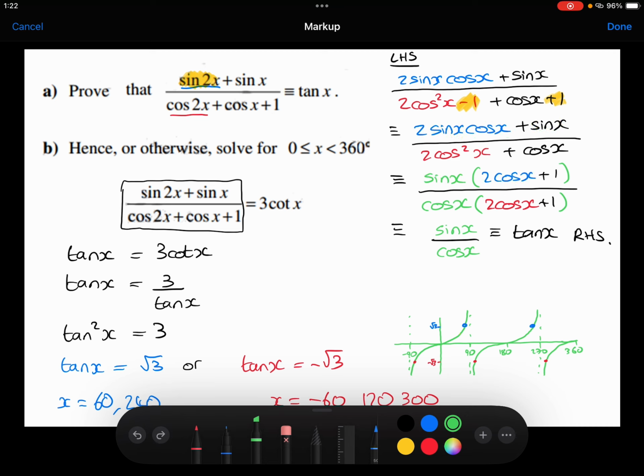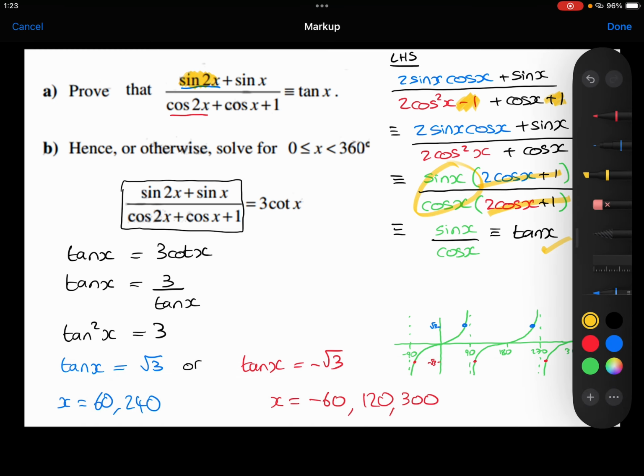And then looking at the denominator, I've got a cos x inside both terms. So I've factorised that outside. And that's left me with the 2 cos x plus 1 on the inside. Then I notice that both of these brackets are 2 cos x plus 1, so I'll divide top and bottom by 2 cos x plus 1 to cancel those out, and I get left with the sine over cos, which we know is equal to tan. So that's part A of the question done.